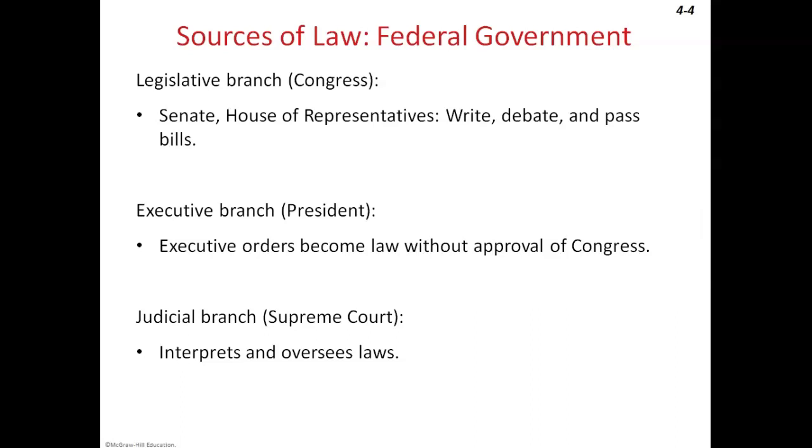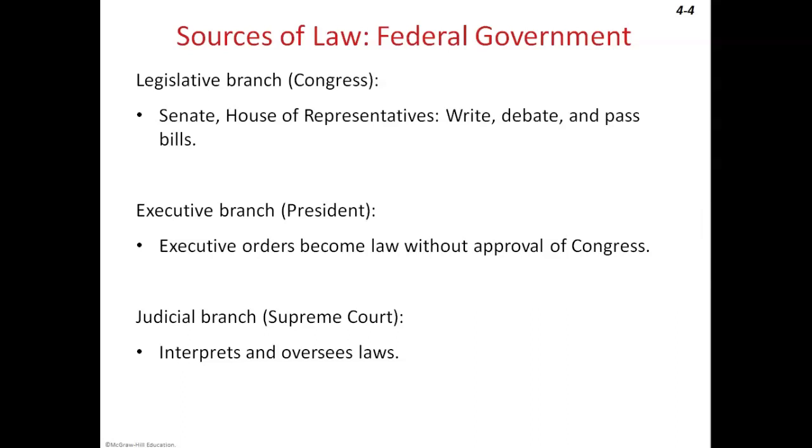The 2 houses of Congress make up the legislative branch of government. This includes the Senate and the House of Representatives. The Senate is made up of 100 members, 2 from each state, and they are elected for 6-year terms. The House of Representatives, on the other hand, has 435 seats, and they are elected for 2-year terms. Their representation from each state is based on the population.